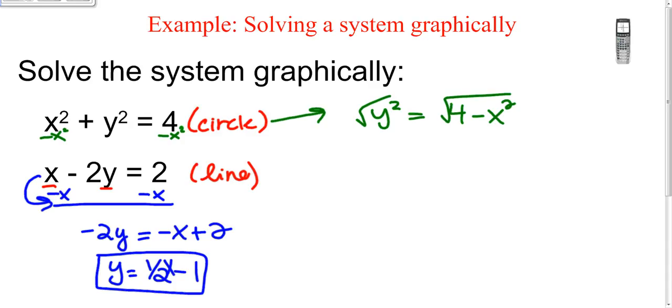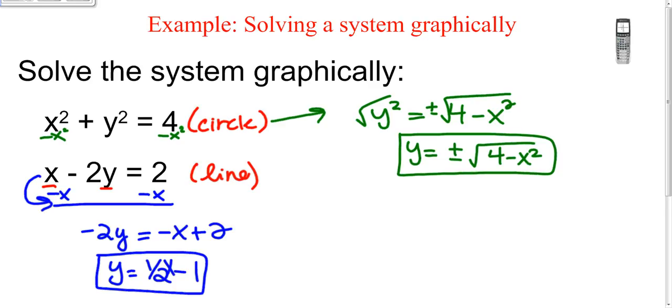And don't forget that when you take the square root of both sides, you need to have a plus or minus in front of it. So what I really get here is positive or negative the square root of 4 minus x squared. Okay, here are the equations that I'm working with.